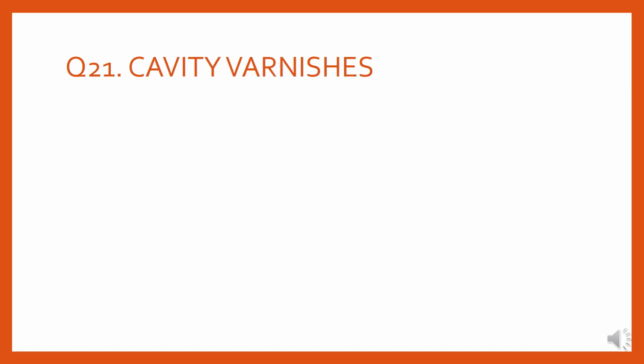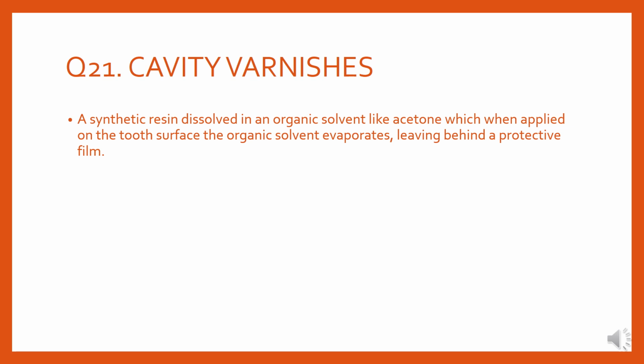Next question is cavity varnishes. A varnish is a synthetic resin dissolved in an organic solvent like acetone or ether, which when applied onto the tooth surface, the organic solvent evaporates, leaving behind a protective film. Thickness of a varnish ranges from 2 to 5 micrometers.